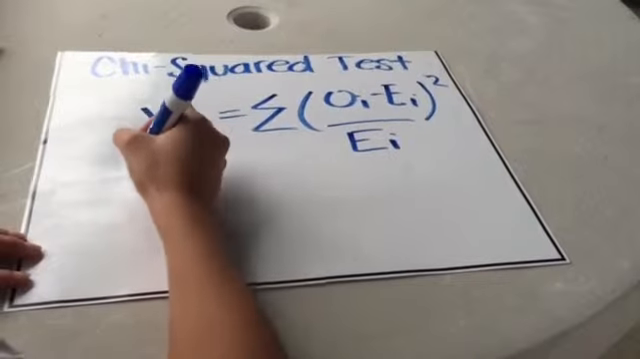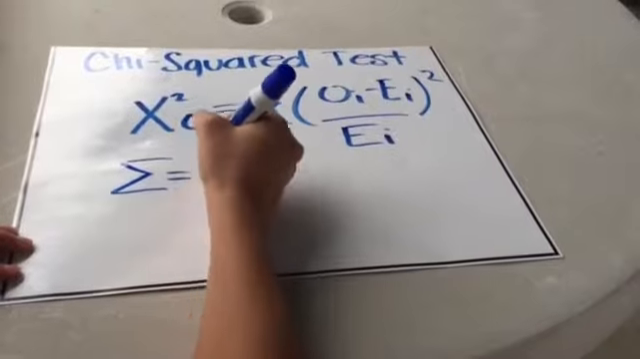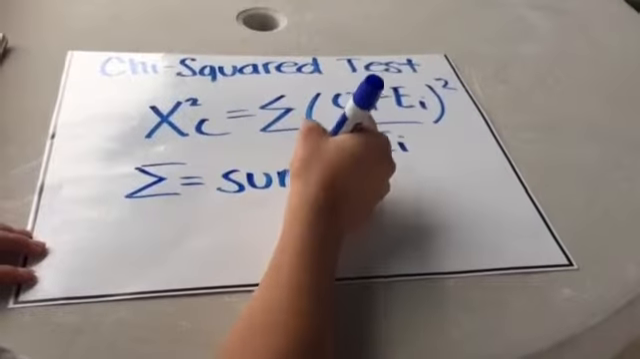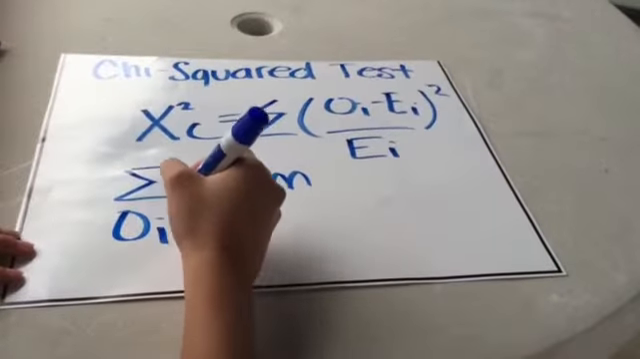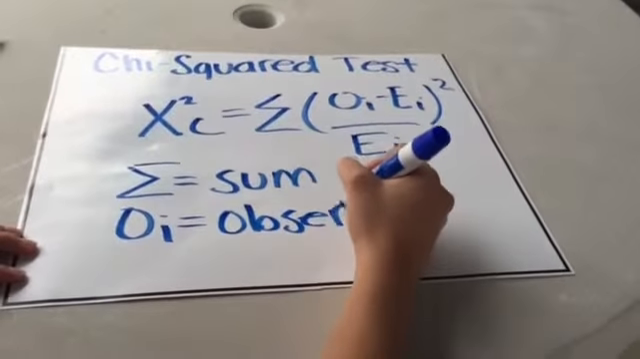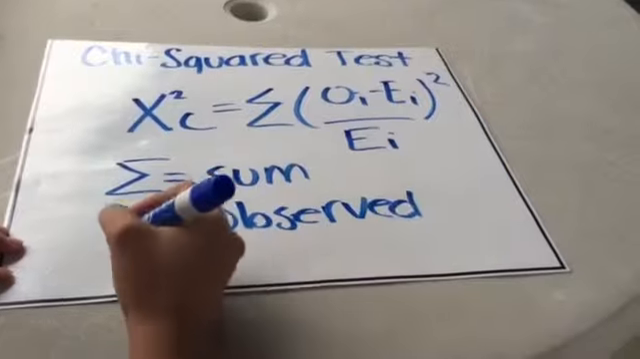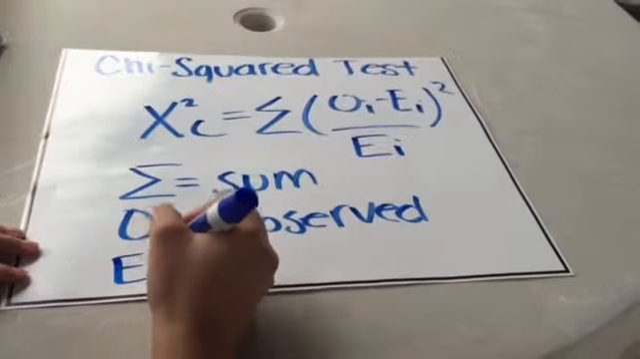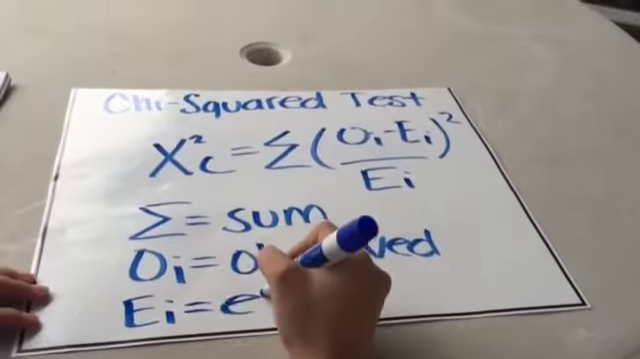Each variable stands for something. This stands for sum. O_i stands for observed. And E stands for expected.